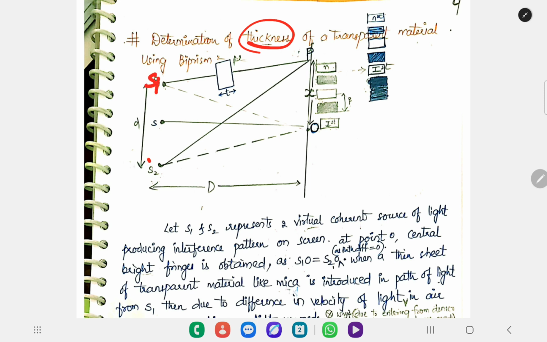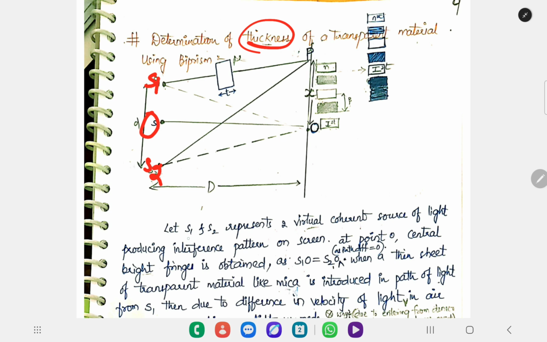Let S1 and S2 be two virtual sources. We also know what virtual sources are, right? They are not actual sources. The light appears to be coming from these sources, but they are not actual sources. We have seen this in the last class. The actual source is S, not S1 and S2. S1 and S2 are virtual sources.